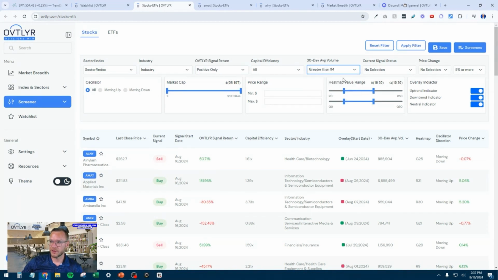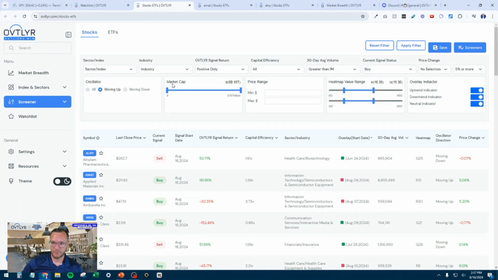30-day average volume, I want it over a million. Current signal status, buy. Price change, I'm leaving that wide open. Oscillator moving up. Market cap, all the way open. Price range, over 20. Heat map value, I want all the R's, I want all the greens up to 40. And then I only want a green uptrend indicator.